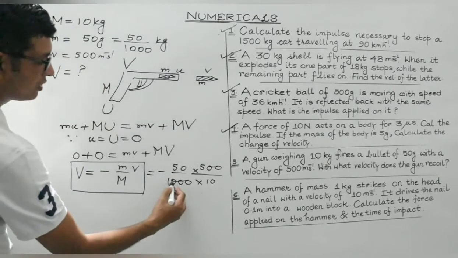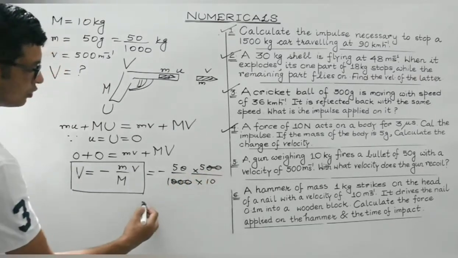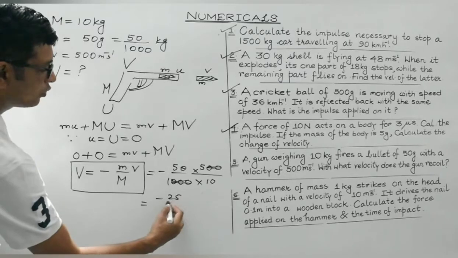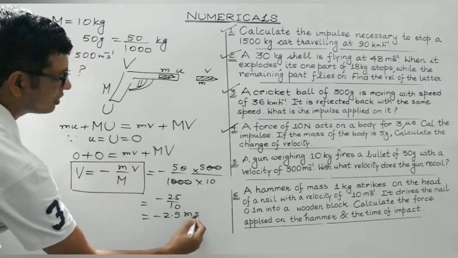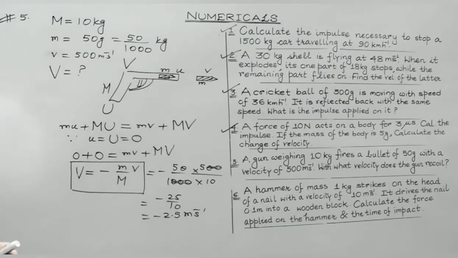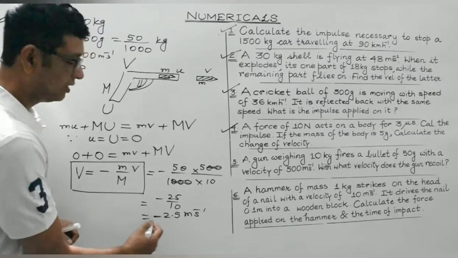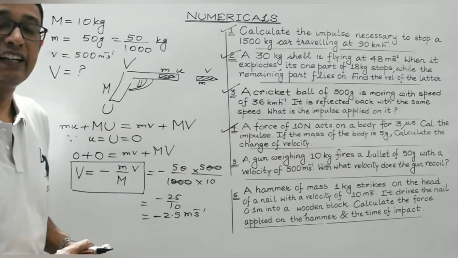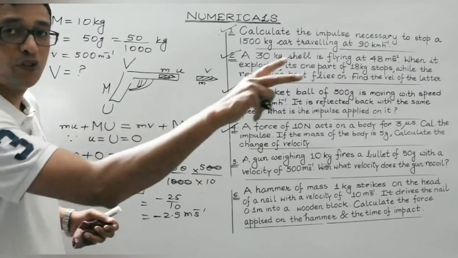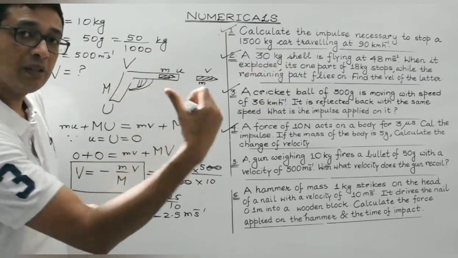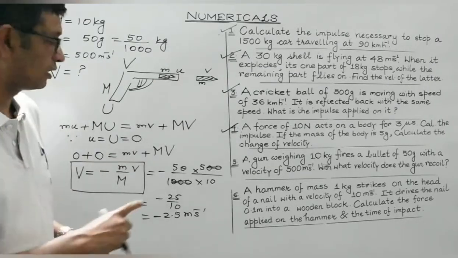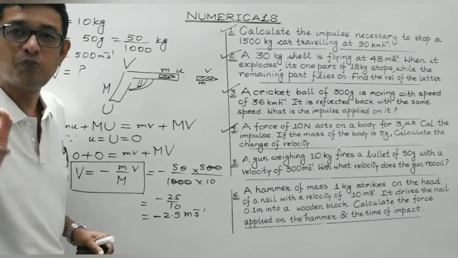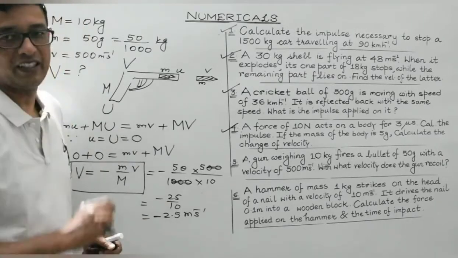Let's try to solve it. So it is minus 25 by 10. So it is minus 2.5 meter per second. So students, this negative sign in the velocity of the gun indicates that if the bullet moves forward, then the gun will move in the backward direction. So that's the recoil velocity. So recoil velocity of the gun is 2.5 meter per second.